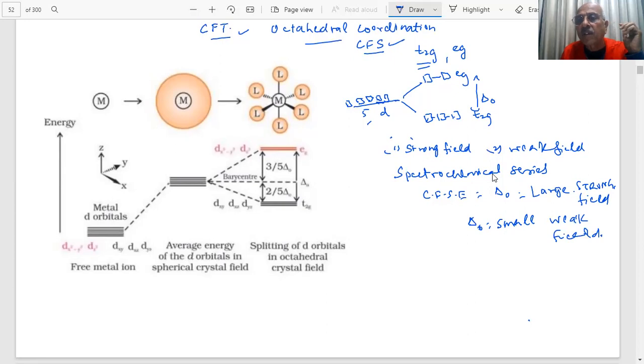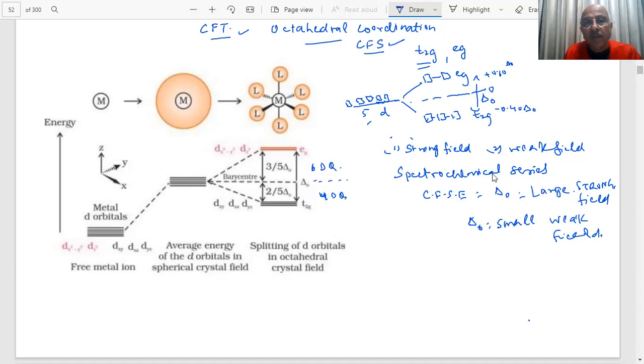And this center is called the barycenter. If we consider this as the zero point, we have seen that the energy decreases. This is the stabilization energy, which is negative, 0.4 delta O, and that energy is increased by 0.6 delta O. This is also sometimes represented in another unit: 4 Dq, and this is 6 Dq. That's another way of representing the same amount of energy.